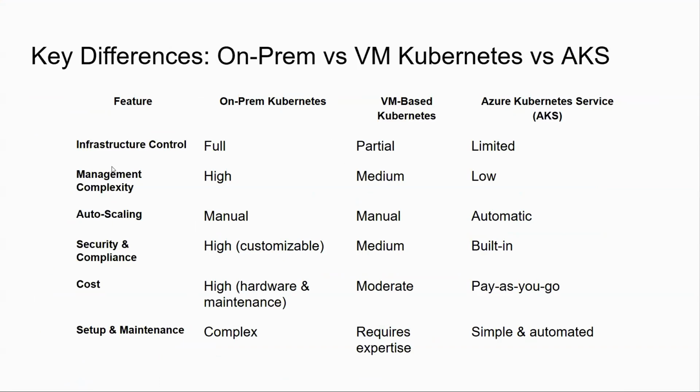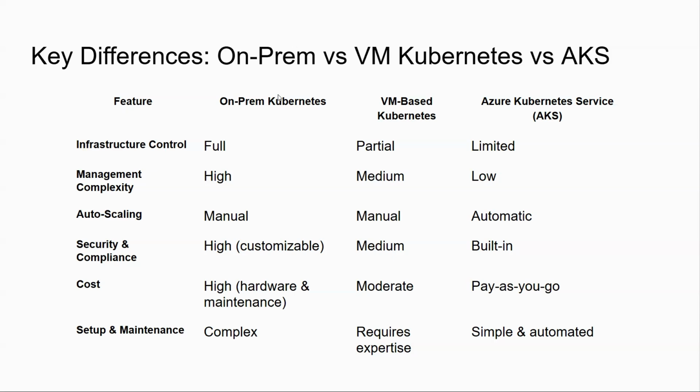Infrastructure control: full infrastructure control, partial, and limited. Management complexity: high, medium, and low. So AKS complexity is very low. Auto scaling: manual and automatic. As it is a cloud service, AKS has the biggest advantage here. This is one of the biggest advantages for AKS. Security and compliance: high security, medium, built-in. So you can have the IAMs and all, so it is also high security.